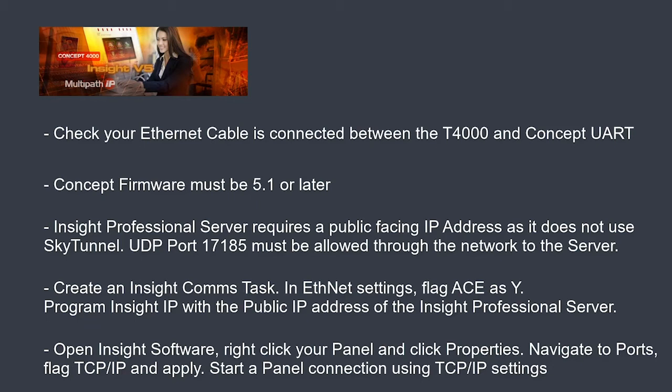Via the keypad, edit your Insight comms task to have A, C and E flagged as Y in the Ethernet settings and program the Insight IP to be the public-facing IP address of the Pro server. And finally, in the Insight software, edit your panel properties. Navigate to ports, flag TCP IP and apply. You can now test your panel connection.